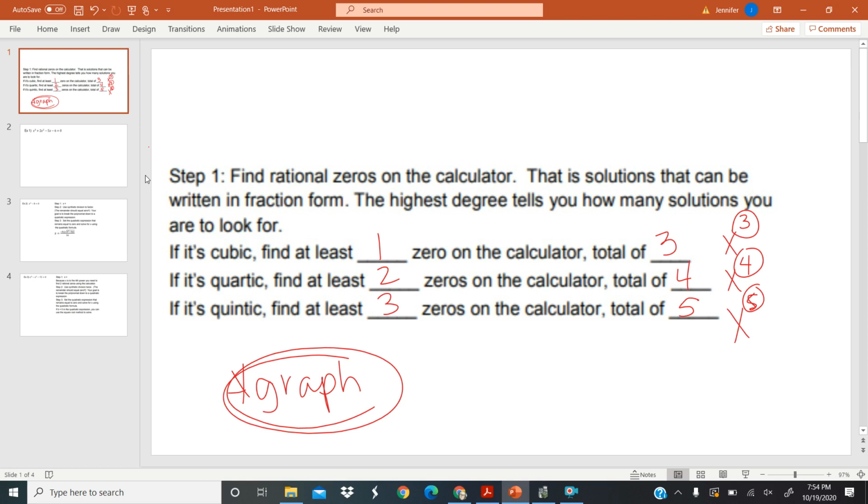So make notes of all of this real quick first, and then we're going to go through a few examples so you can see what I mean when I'm talking about how many you're finding on the graph and also how you find the other two for each of these.